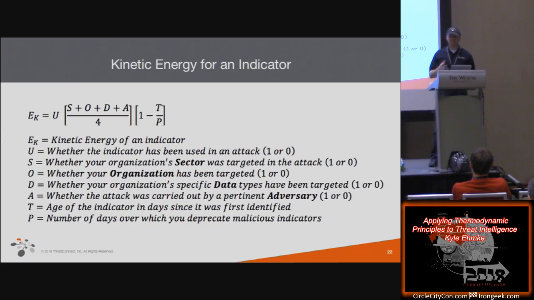T is the age of the indicator in days since it was first identified, and P is the number of days over which you deprecate malicious indicators. And again, I see some folks taking pictures. If you're interested after the talk, these sheets I've got up here summarize all of this information.